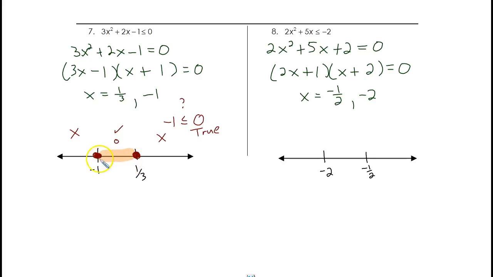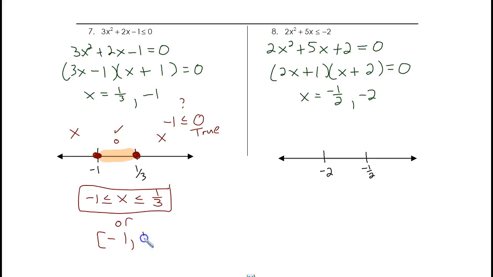And this is an and problem or an intersection problem where one way to write it is -1 less than or equal to x less than or equal to 1/3. Perfectly good way to write that. Or in interval notation, we can just say from -1 to 1/3 with brackets on both sides because the points are included.